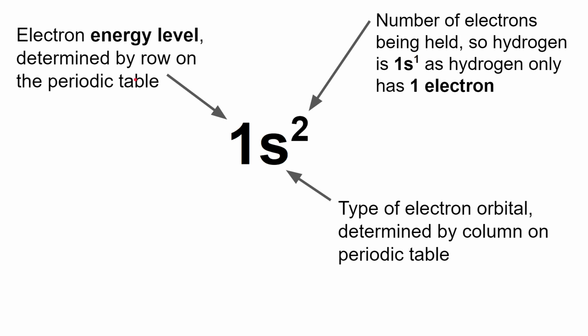And this is also a very important thing to write down in your books. So 1 means the electron energy level, determined by the row on the periodic table. The S means type of electron orbital, determined by the column on the periodic table. And 2 is the number of electrons being held. So hydrogen is 1s1, as hydrogen only has 1 electron. This is 1s2, so this will be helium, because helium's got 2 electrons. Write this down in your books. Fantastic.